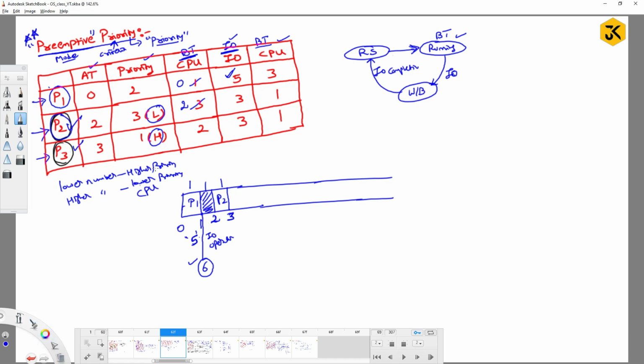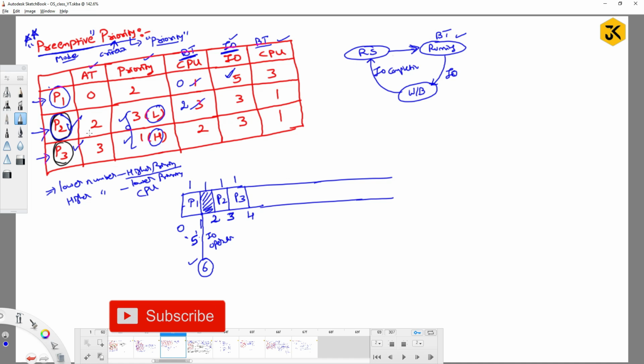As P2 and P3 both are available, now it has to schedule which process? That depends on priorities. So we are having 3 and 1 as priority. The lower number having higher priority, which means P3 will be allocated. P3 will be allocated for 1 unit of time, completed by 4.